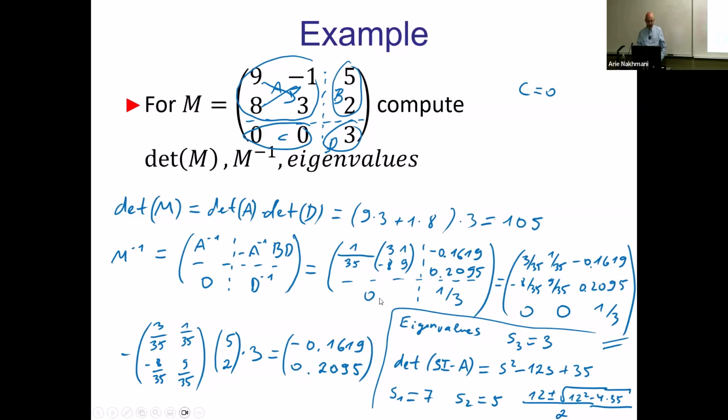Then you have a block of zeros here, which is again 0, 0 here. 1/3, which is 1 divided by 3, is the inverse of that matrix. And then I compute that kind of thing. You get some numbers here. And this is the final matrix that you have for the inverse.